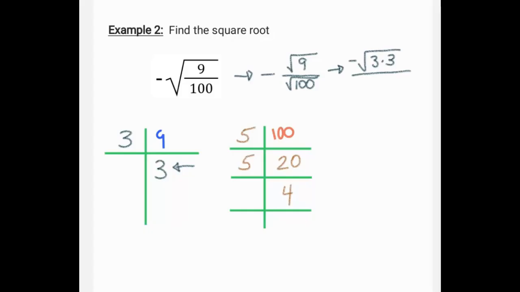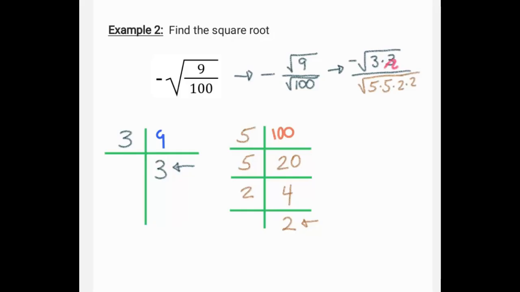Is 4 a prime number? It is not, so we're going to go ahead and use a prime number of 2. 2 goes into 4 2 times. Is that 2 a prime number? It is. So we're going to go ahead and list that in there. So we have 5 times 5 times 2 times 2.